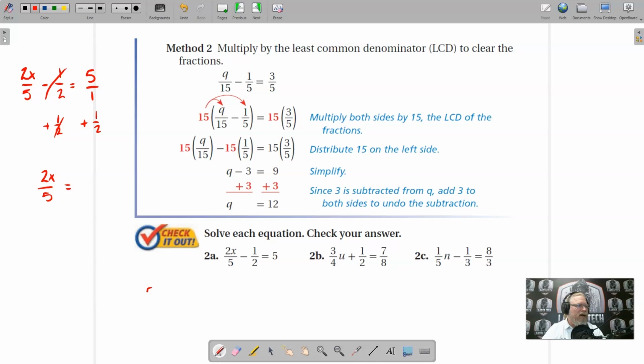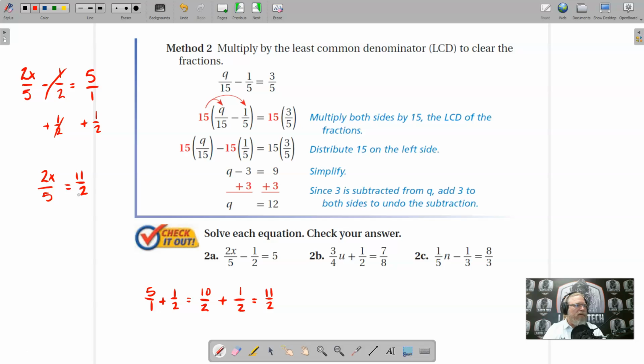Well, let's do that off to the side. 5 over 1 plus 1/2. Well, let's write equivalent fractions here. So I want like denominators, is what I'm saying. So if the denominator were 2, that would work. Here the second one's still going to be 1. But if I multiply 1 times 2 to get 2, then 5 times 2 is going to be 10. So 10 over 2 is the same as 5 over 1. Now I can go ahead and do 11 over 2, right? 10 plus 1 is 11. So that's going to be 11 over 2.